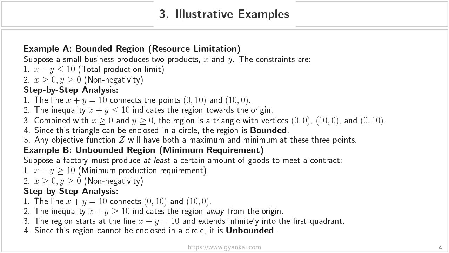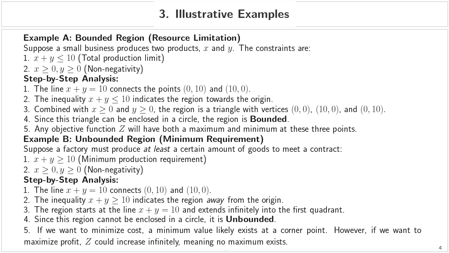Let's analyze this step by step as well. The boundary line is the same as before, X plus Y equals 10, connecting the points (0, 10) and (10, 0). However, because the inequality is greater than or equal to, we shade the region away from the origin, moving into the upper right area of the graph. This region starts at our boundary line and extends infinitely into the first quadrant. Since this area stretches out forever and cannot be enclosed in a circle, it is unbounded.